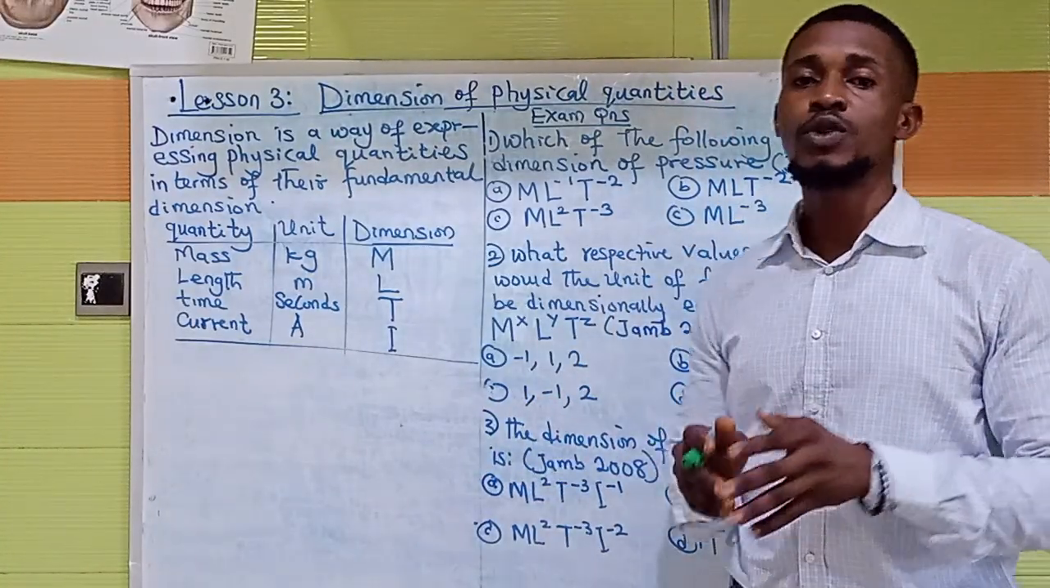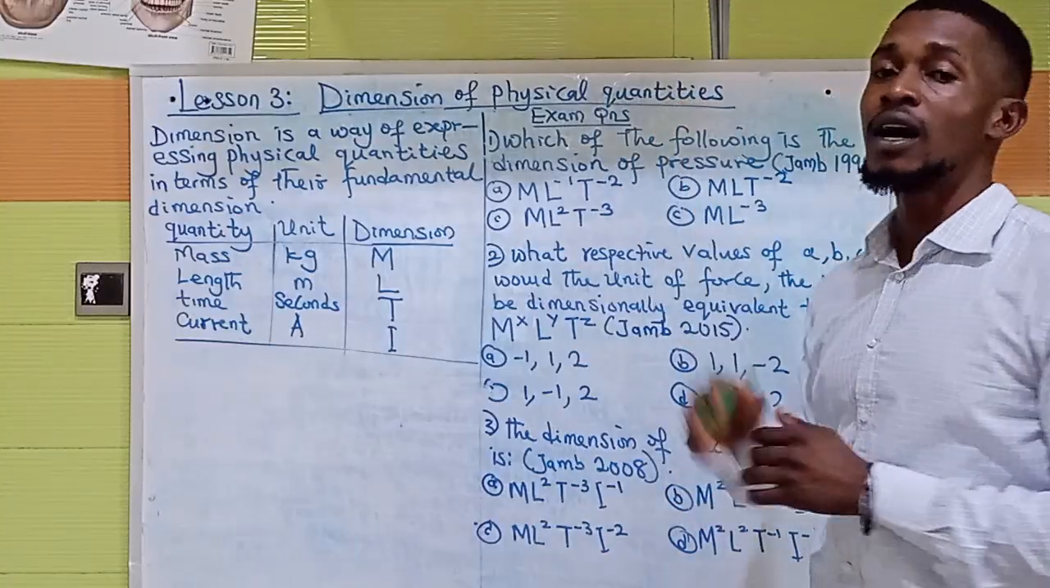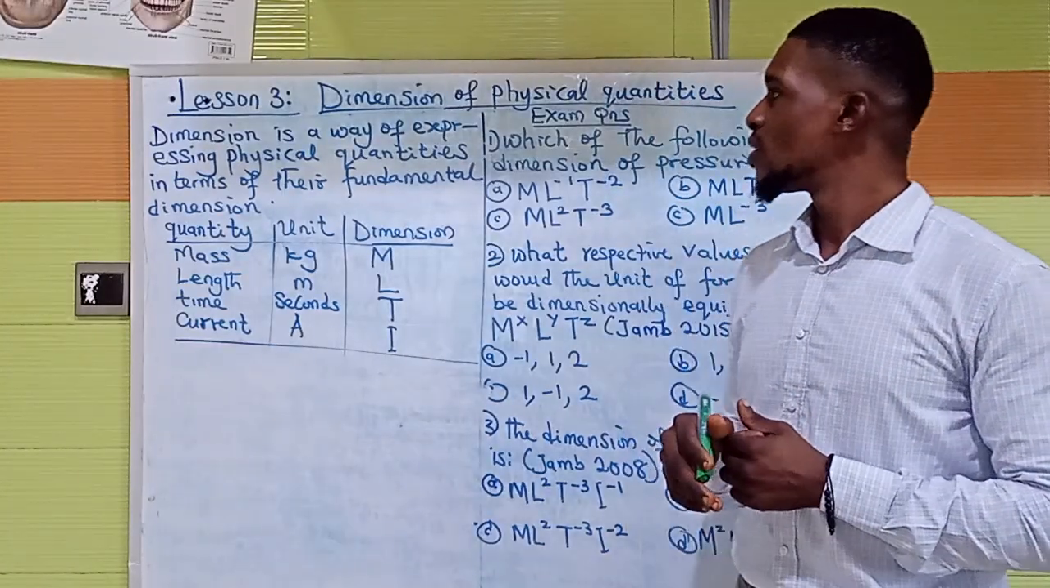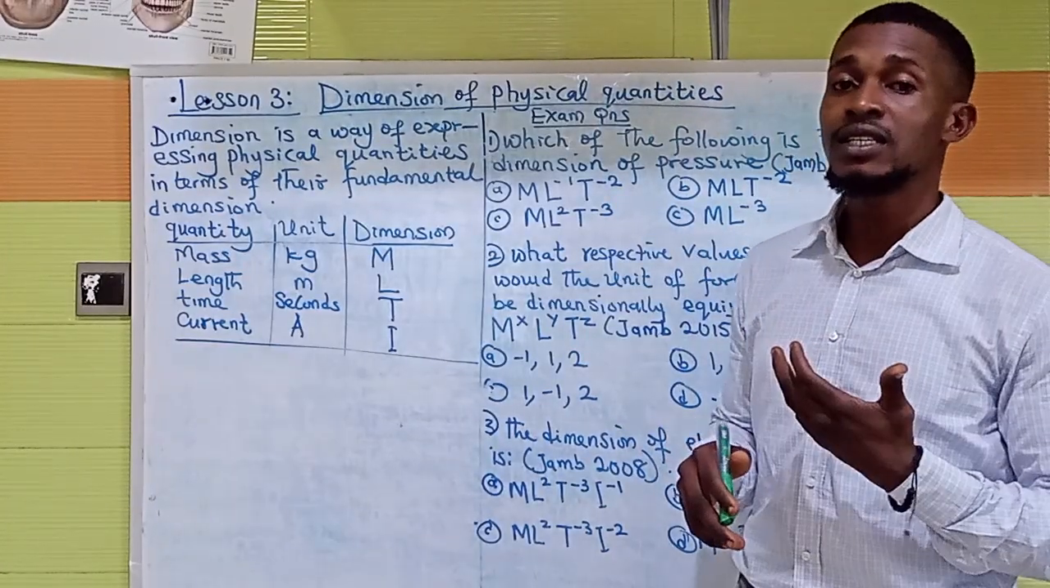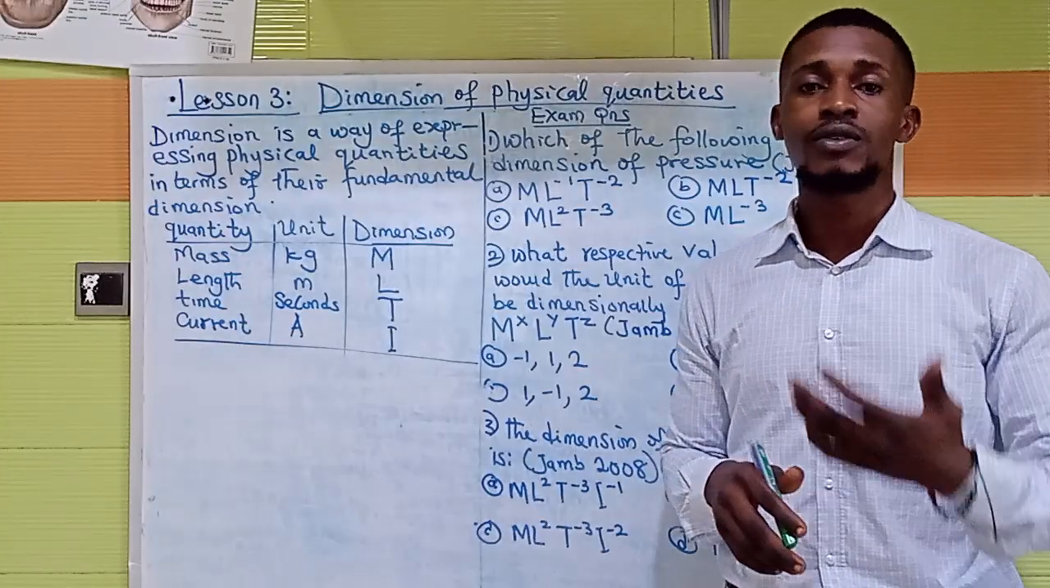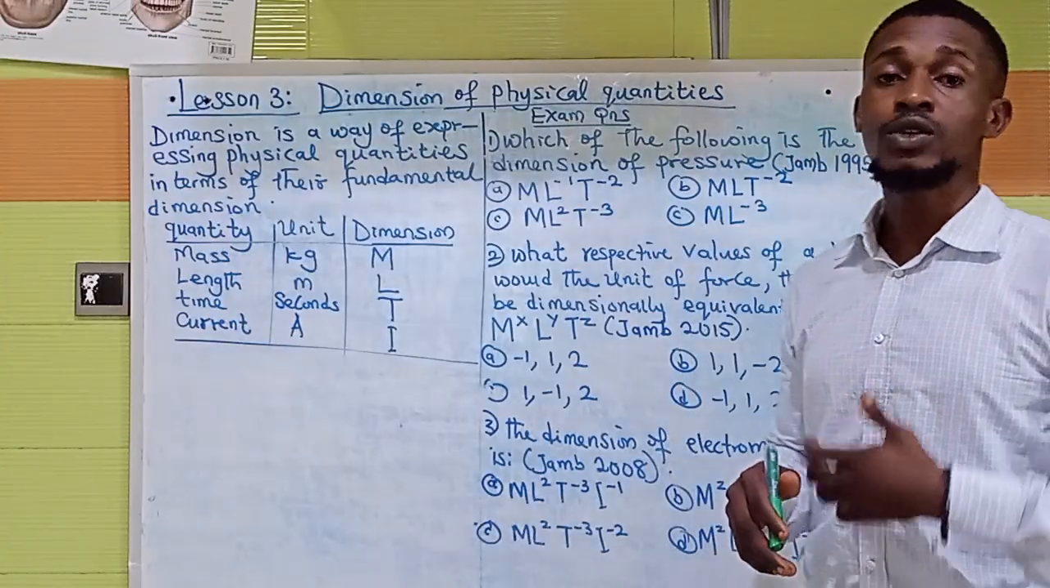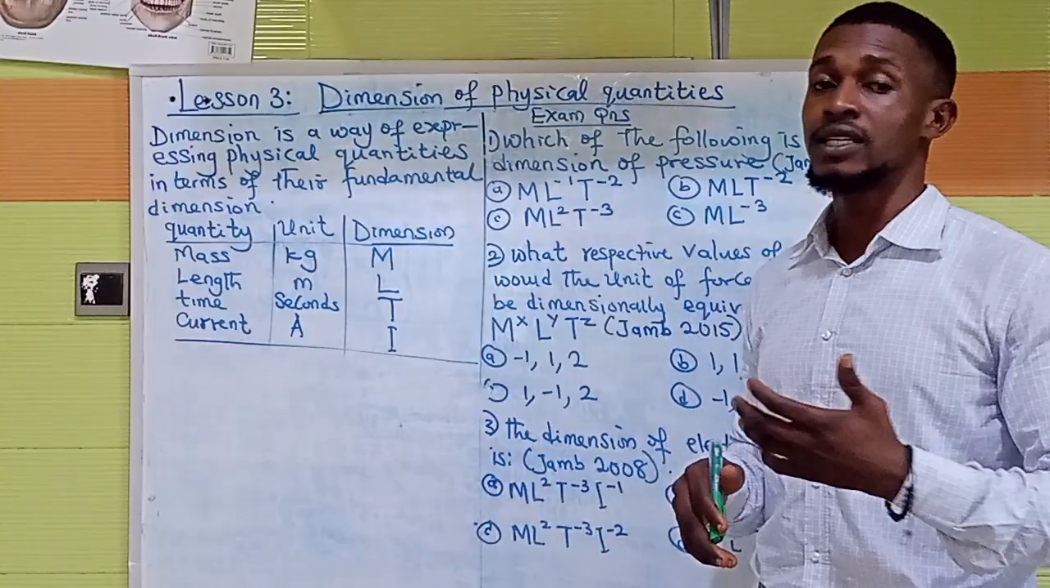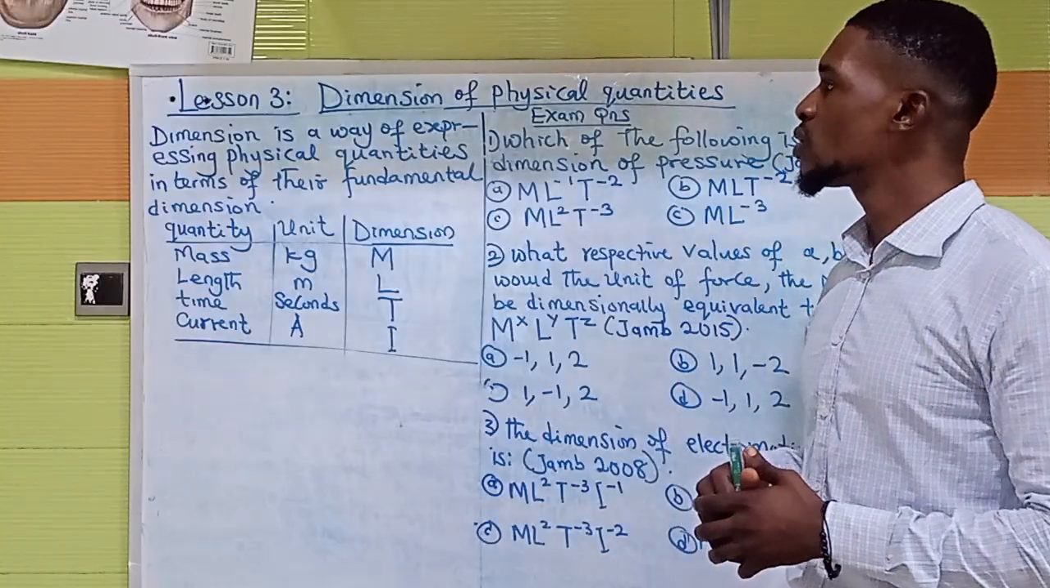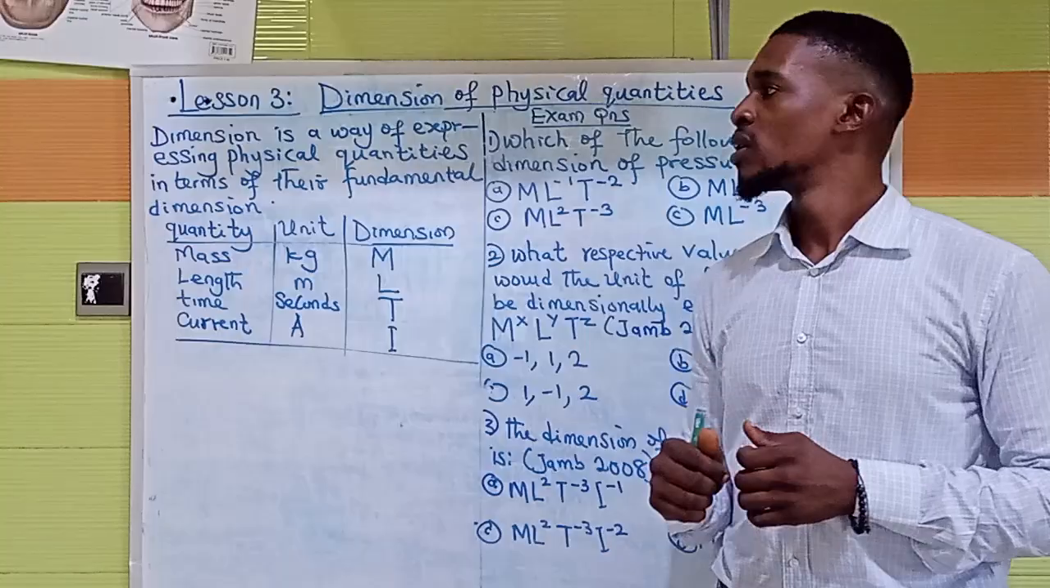So, in today's class, we'll be looking at dimension of physical quantities. In our previous lessons, we've talked about the derived and the fundamental units. We've looked at what quantities are and their examples. So, today we're going to look at what dimension is.